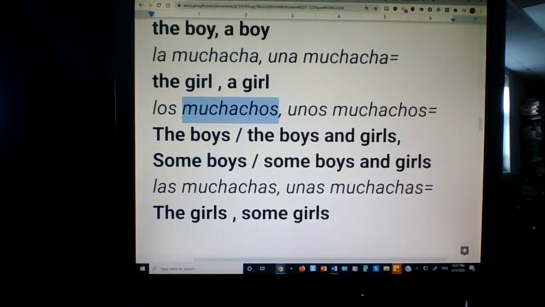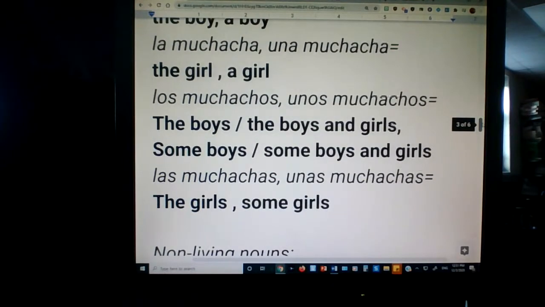And it's all because of romantic language there. If there's one guy in the group and tons of girls, you still identify the group as a masculine group. So that's why this is up here. Los muchachos is the boys, or los muchachos could be the boys and girls. Unos muchachos could be some boys, or some boys and girls. But the feminine has their own, okay? Las muchachas, the girls. Unas muchachas, some girls.